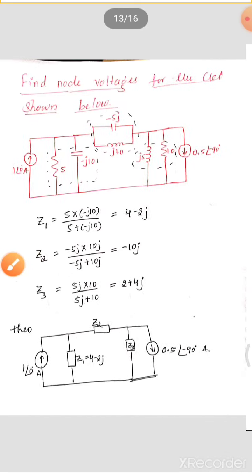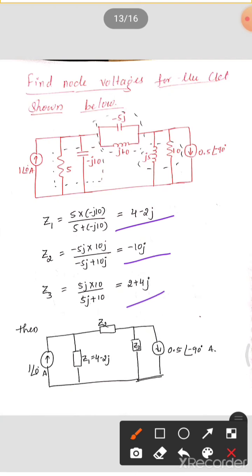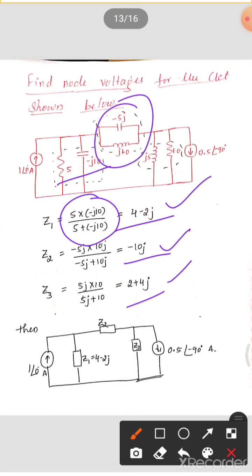After calculating, Z1 is equal to 4 minus 2j, Z2 is equal to minus 10j, and Z3 is equal to 2 plus 4j. You can observe this. The first one is a combination of 5 plus 5 and minus 10j. The second one is a combination of capacitor and inductance, that is minus 5j into 10j divided by minus 5j plus 10j, which is minus 10j. Z3, the third combination, is of inductance and capacitor, 5j into 10 ohm resistance divided by 5j plus 10, which after calculating will be 2 plus 4j.